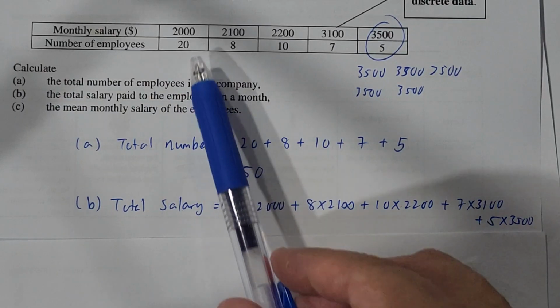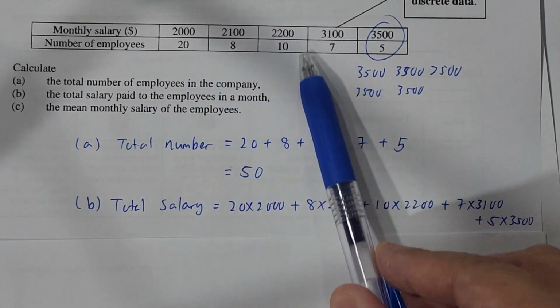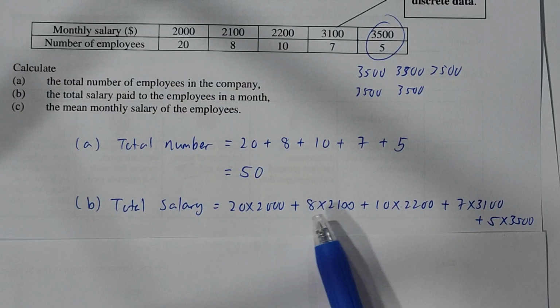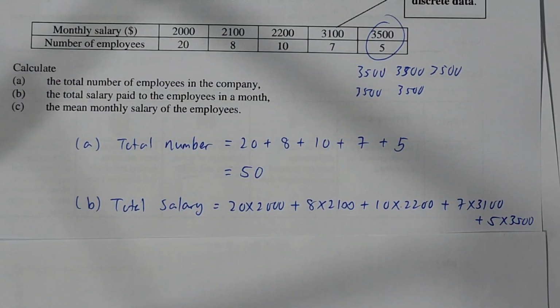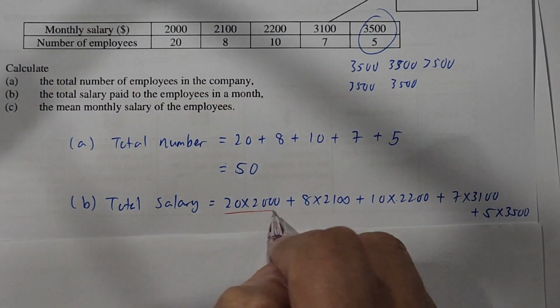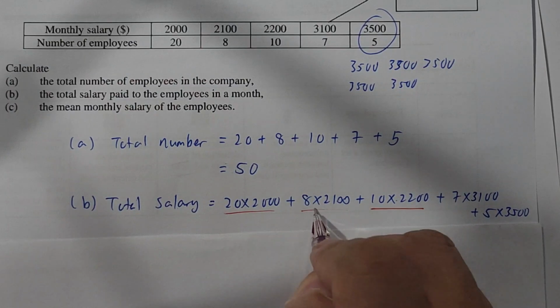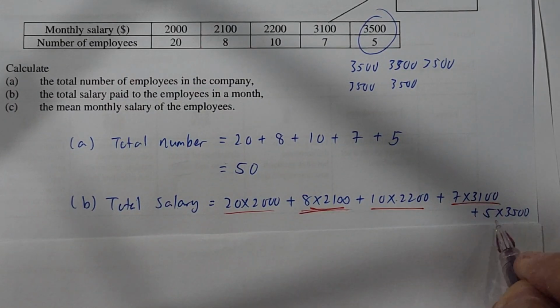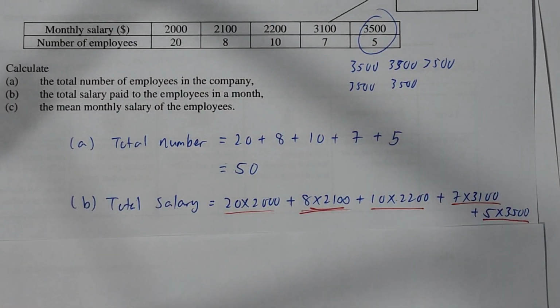Alright, so I basically multiply the columns together, as you can see there. Let me underline for you. So I multiply the columns together and I add them all together. The whole thing, press calculator.